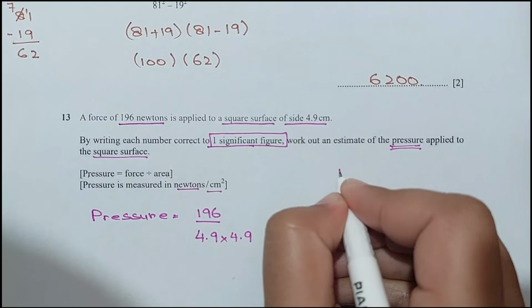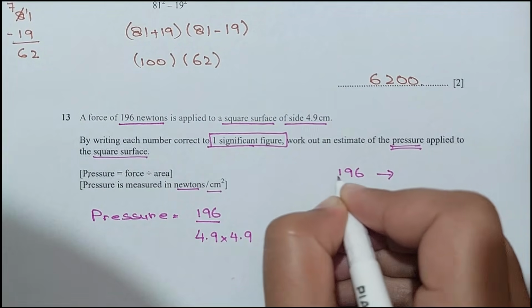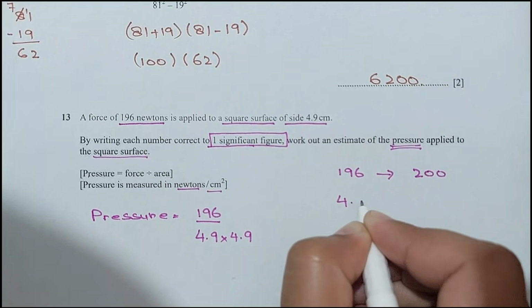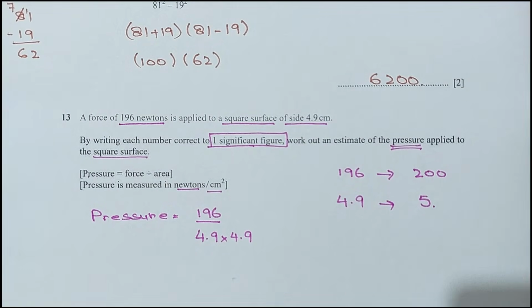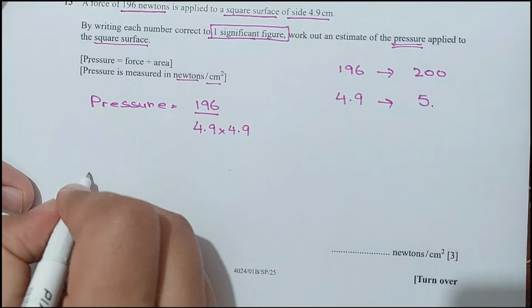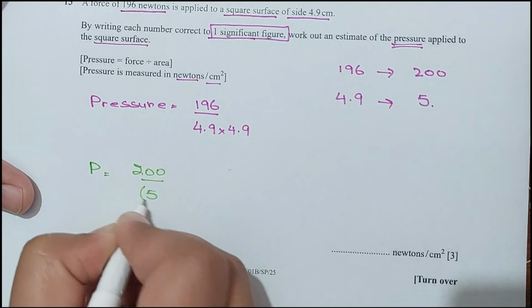So one significant figure of 196. One significant figure is 1 rounded to 2 because the next digit is 9, and we have 0 0, so 200. 4.9 rounded to 5.0 or just 5. All right, now it is simple to solve the pressure. So the pressure is 200 over 5 square.